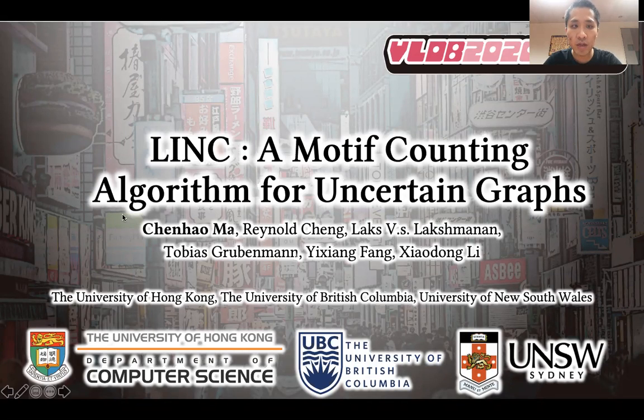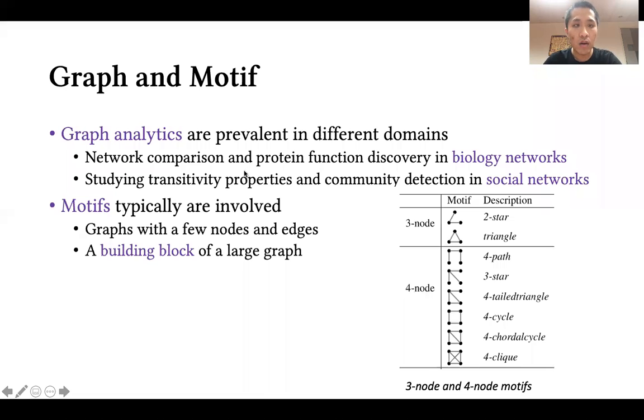Our topic is about motif counting on uncertain graphs. First, graph analytics are prevalent in different domains, such as network comparison and protein function discovery in biological networks, and also studying the transitivity properties and community detection in social networks. In the above applications, motifs are typically involved.